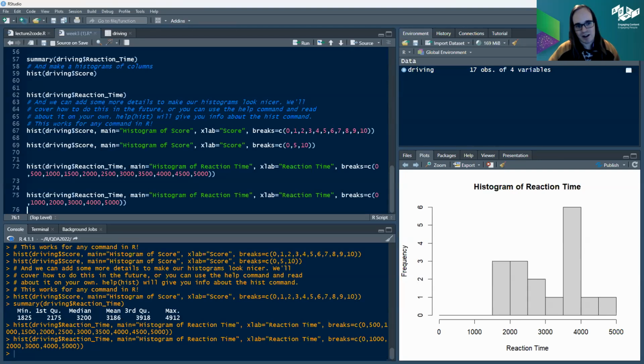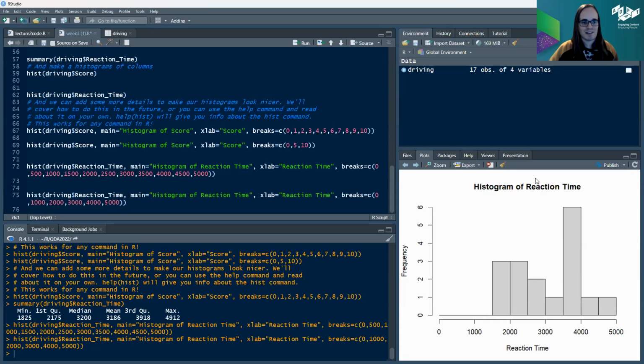Someone said, is it possible to get a combined histogram of score and reaction time? Unfortunately, for variables like that, it is not, because those two variables have different axes and different units. Reaction time is in milliseconds, score is on this 1 to 10 scale. So there wouldn't be an easy way. There would be some ways to have two different y variable axes, but you wouldn't want to bother doing that for your histograms.